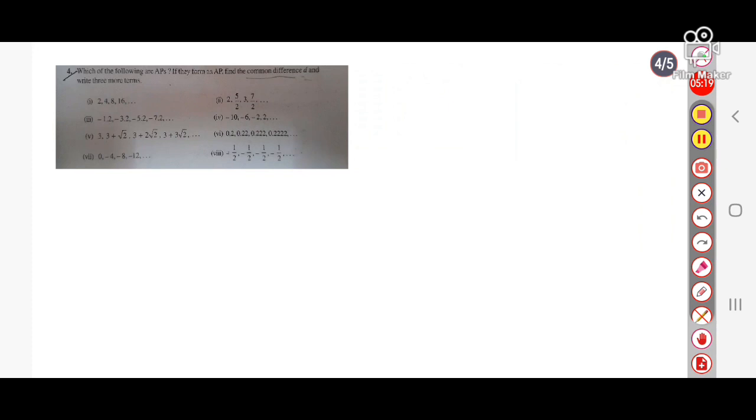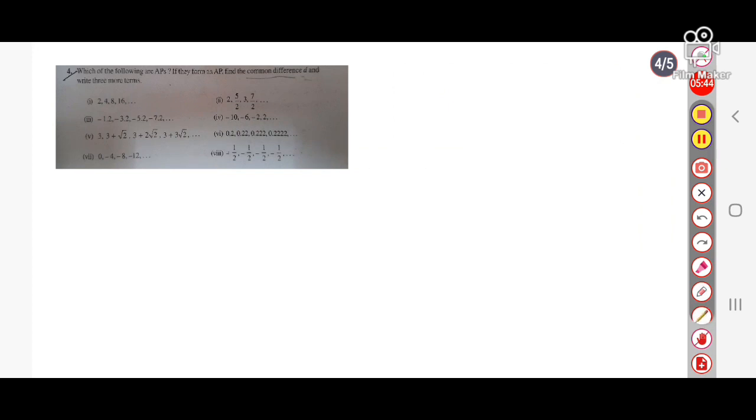Now this is the fourth question in exercise 5.1. Which of the following are AP? If they form an AP, find the common difference and write three more terms. Again the same thing, right? They are just repeating the same thing with different headings and subdivisions. Nothing much to be analyzed over here.